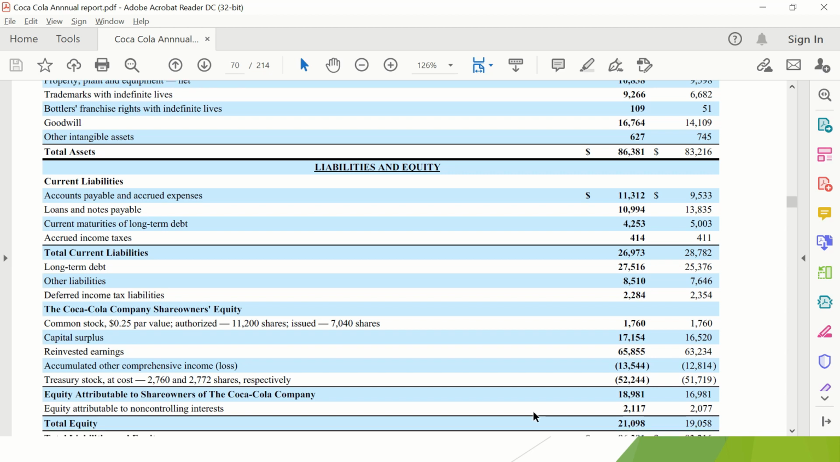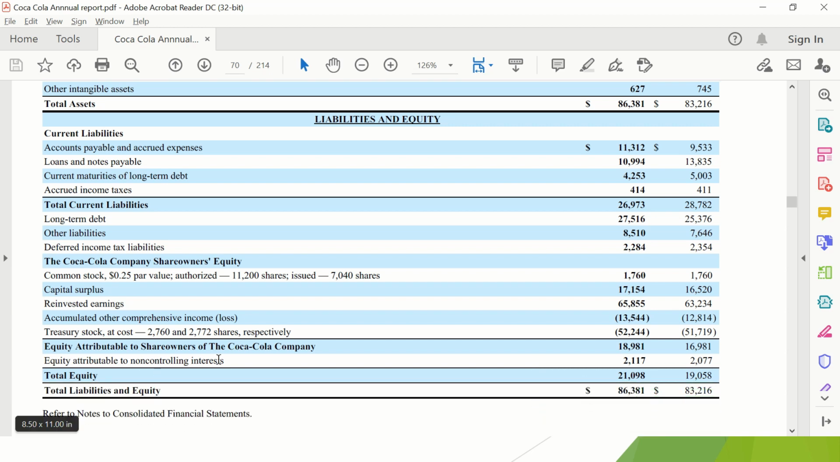And total equity including non-controlling interest, which represents interest of other joint venture partners in the group. So total equity is 21,098 including investment of joint venture partners. So total liabilities and equity is 86,381 million dollars for 2019. So that means total assets and total liabilities are matching. So whatever I am saying is practically correct.